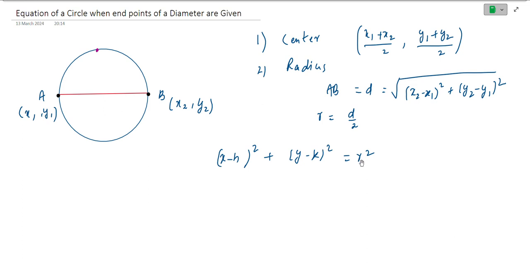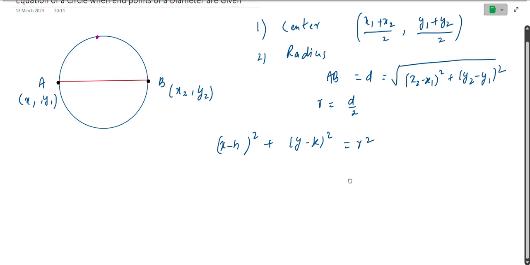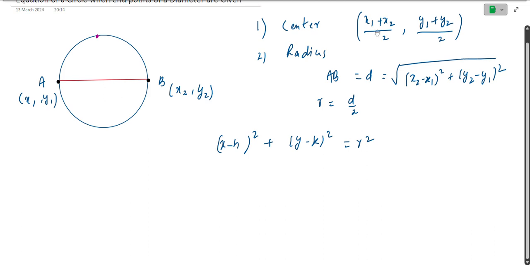So this is one way to find the equation of the circle whenever the endpoints of a diameter are given. Without finding the center and radius also, I can find the equation of the circle. Let me do that. To find the equation of the circle without finding the center and radius in this given condition, I'm taking one random point P on the circle. I don't know the coordinates of P, so I'm taking random coordinates, that is x comma y, on the circle.